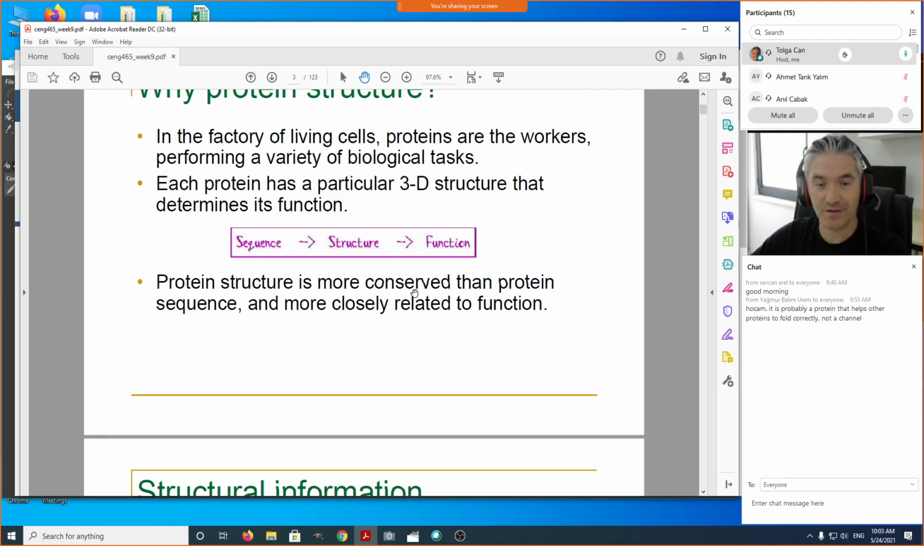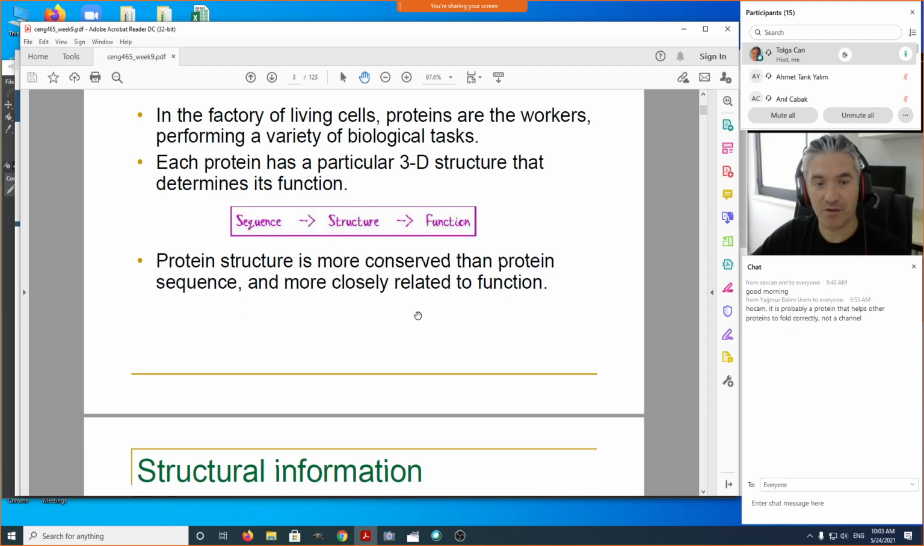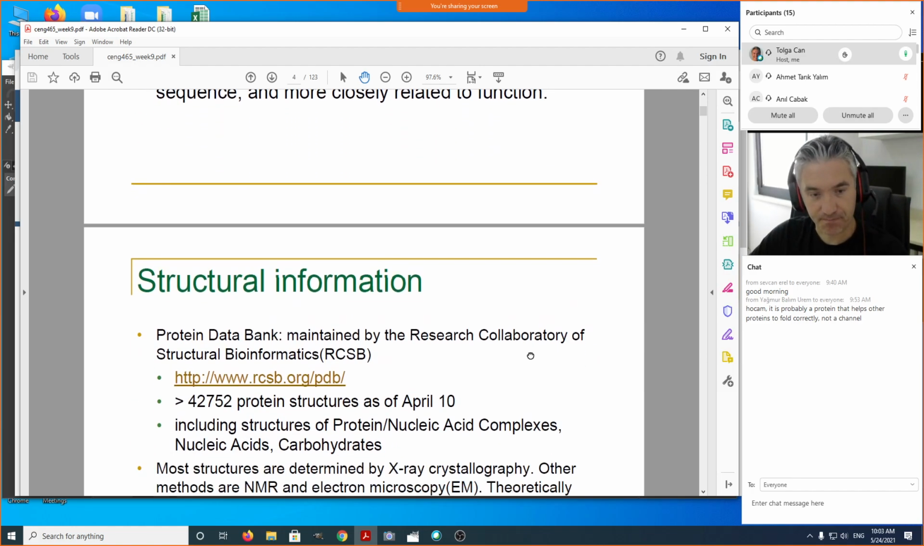It's not just a three-dimensional shape, but the three-dimensional shape is determined by the sequence. So sequence is important, but certain differences in sequence which you may not observe when you look at the sequence only may be apparent when you study structure. So this is what it's saying.